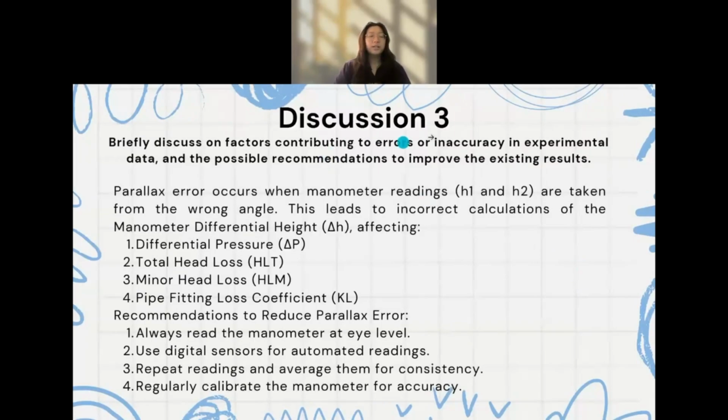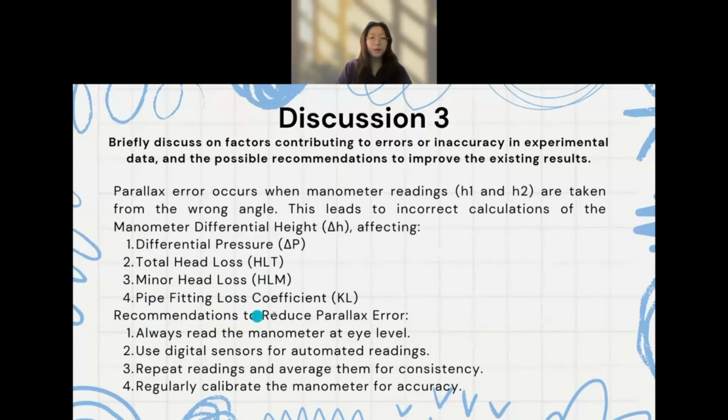So for discussion 3, the question is to briefly discuss the factors contributing to the error or inaccuracy in experimental data and the possible recommendations to improve the existing results. So parallax error occurs when manometer readings H1 and H2 are taken from the wrong angle. So this will lead to incorrect calculation of the manometer differential height delta H, affecting the differential pressure delta P, total head loss HLT, minor head loss HLM, and the pipe fitting loss coefficient KL.